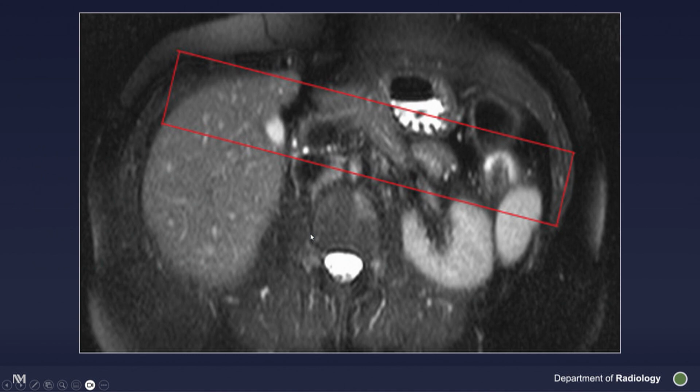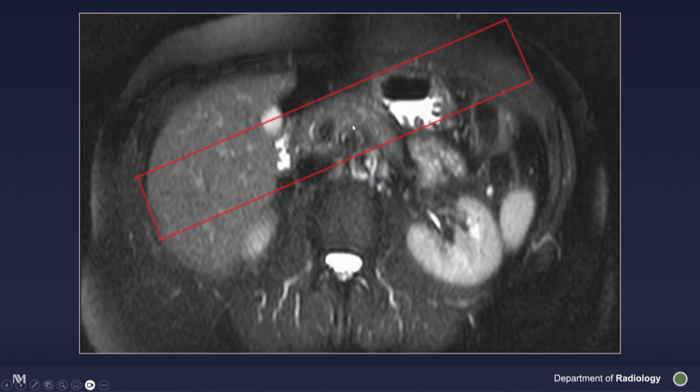And how do we do that? We typically will have the technologist do a variety. We don't do as many as some institutions, but we have them do several oblique planes through the common duct as well as the pancreatic duct to ensure that we get a nice MRCP.